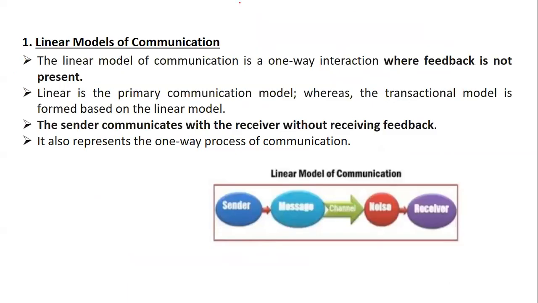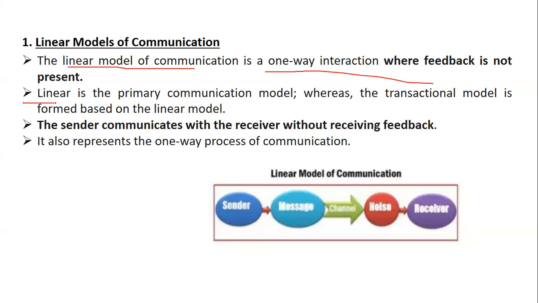But before that, let's understand what the linear model of communication is. It is that type of model of communication which is one way, where feedback is not present. Linear indicates a one-way interaction model where feedback is not present. Linear is the primary model of communication. From this, you may get questions where they give you various models and ask you to recognize which one is the primary model of communication. That is called the linear model of communication.